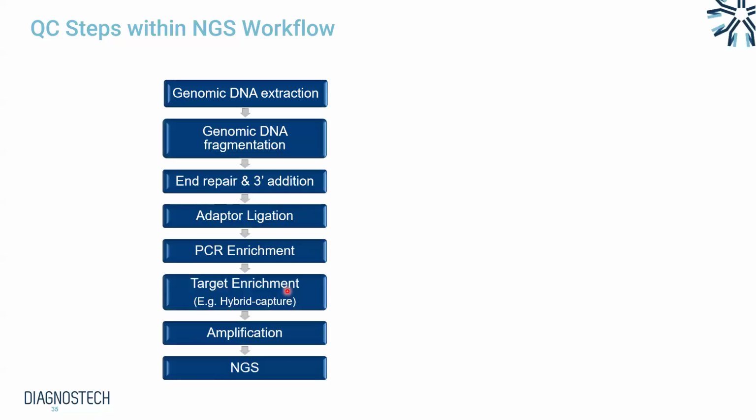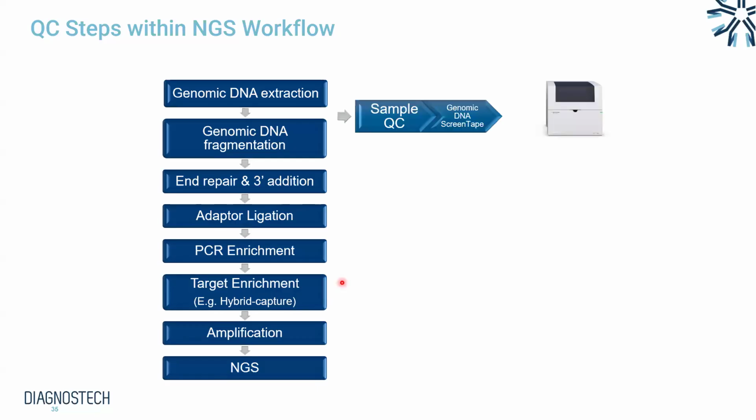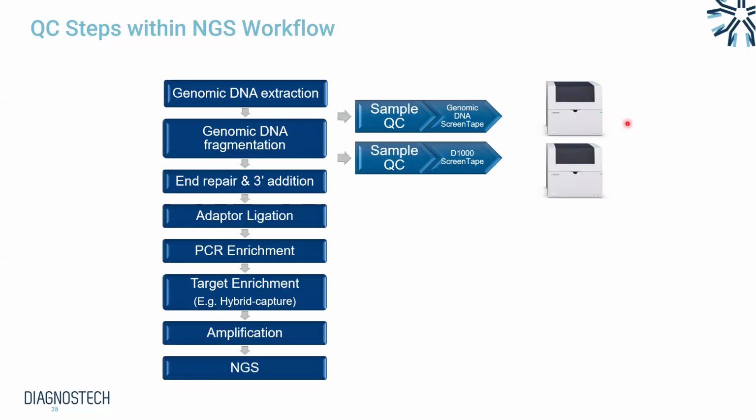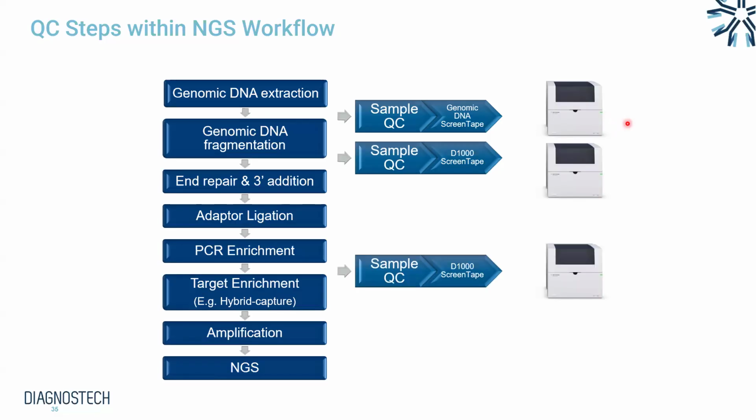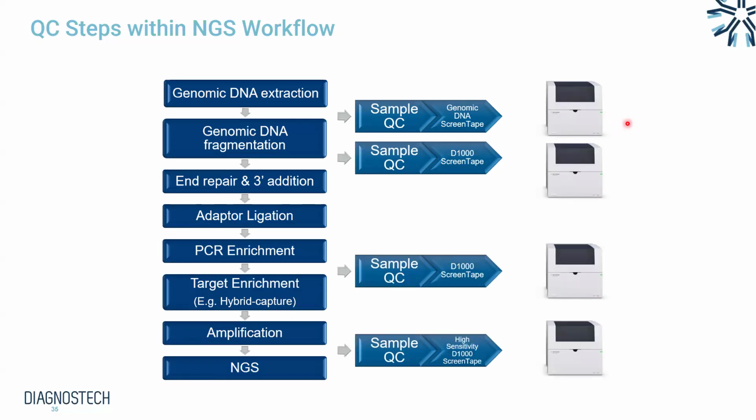Where would you or could you use a tape station in your NGS workflow? As we've gone through in quite a lot of detail, after genomic DNA extraction, you would want to have a look at the integrity of your starting material to determine whether it's worth running it all the way through an NGS workflow. You could also use it after fragmentation, after PCR enrichment, and finally, before you load your sequencer to look at the final library.